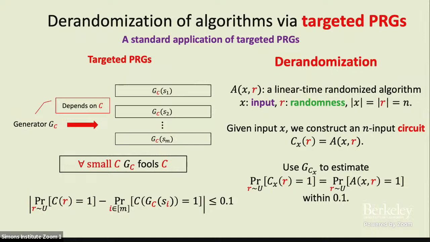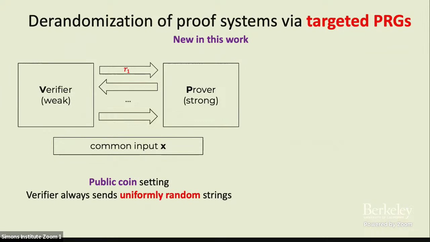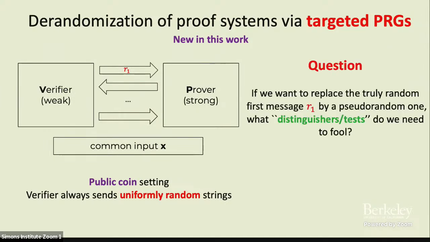You can apply targeted PRG to randomization. But what we really care about in this talk is to randomize proof systems instead of algorithms. So now let's say we have a standard proof system, an Arthur-Merlin type proof system, where the verifier always sends uniformly random strings. Let's say the first random challenge is R sub 1. If we want to replace the truly random first message R sub 1 by a pseudorandom message, well, first we need to ask ourselves, in this setting, what distinguisher or test do we want to fool so that we can ensure the correctness of the de-randomized proof system, right?